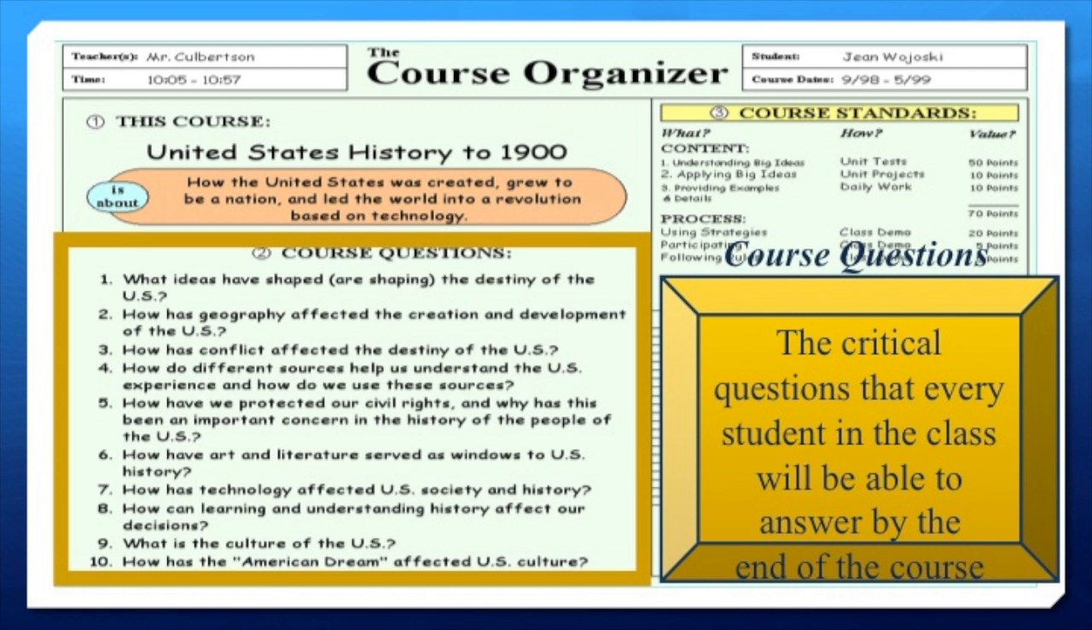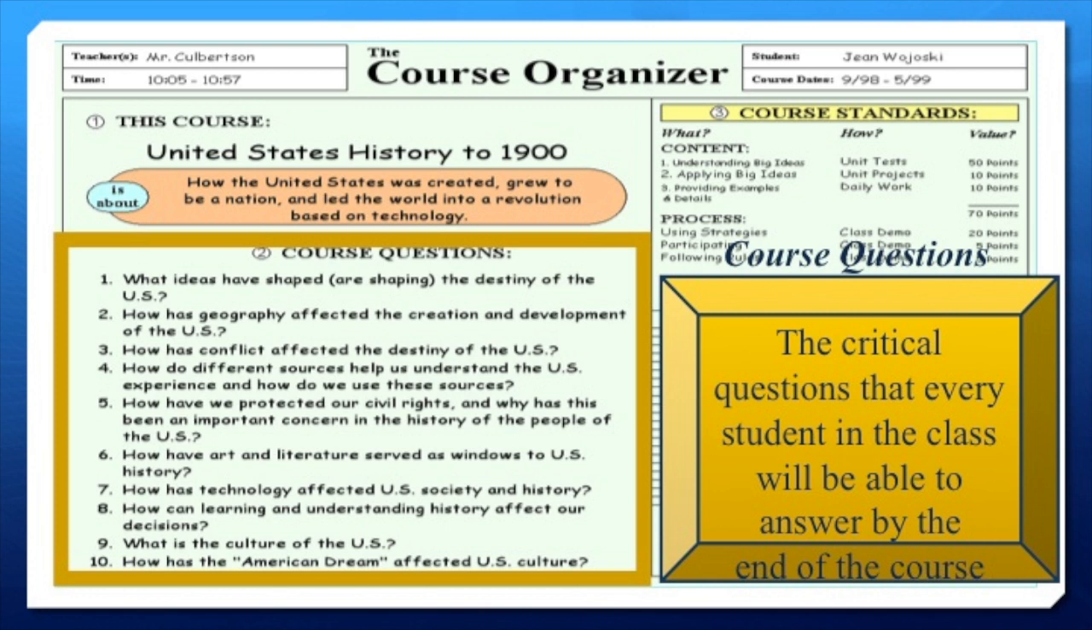What ideas have shaped or are shaping the destiny of the United States? How have art and literature served as windows to U.S. history? What is the culture of the U.S.? How has the American dream affected U.S. culture? Now notice in all these questions, again, are these super broad or super specific? Well, again, they are very broad.